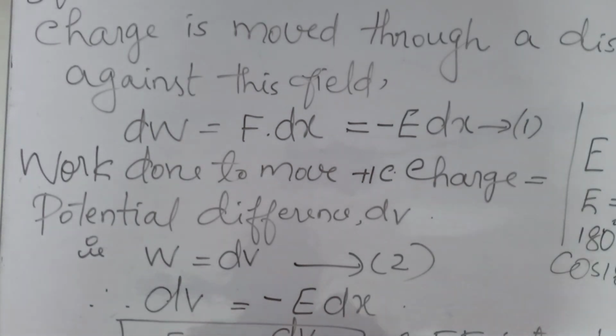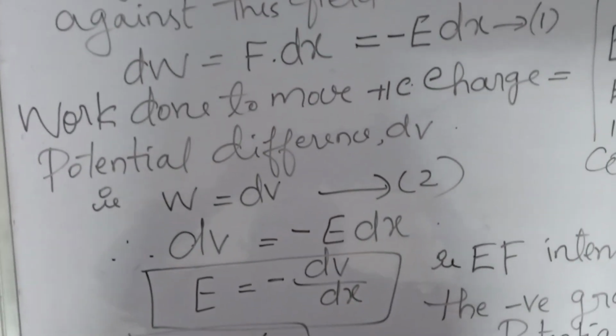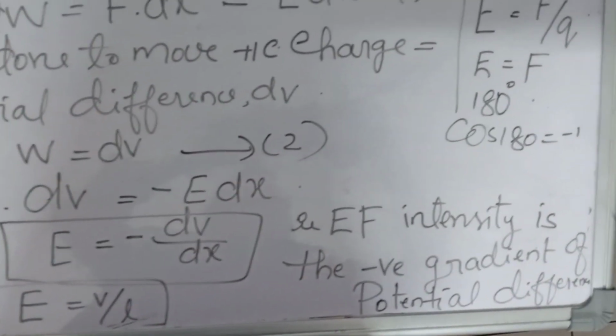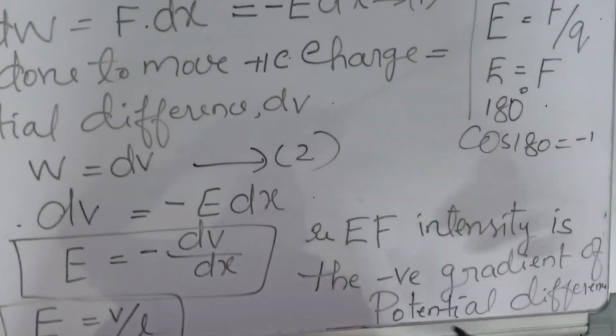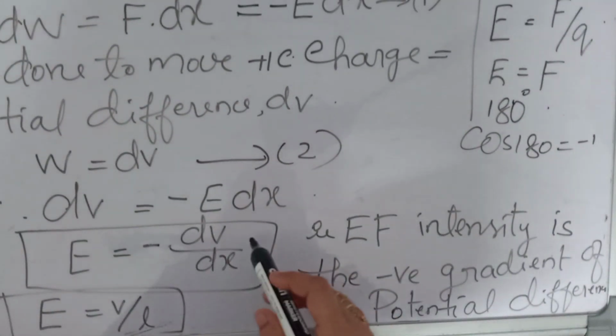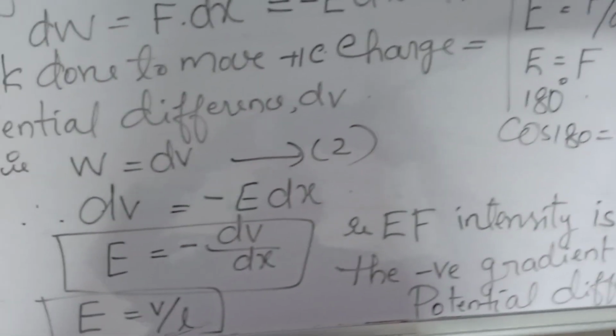Here we can see E is equal to minus dV by dx. Suppose if you are writing dV by dt, we will say it as rate of change of. Here we have minus dV by dx, so we will say that this is the gradient of. So how we can define this? Electric field intensity is equal to the negative gradient of potential, that is E is equal to minus dV by dx. That is the relation connecting field and potential.